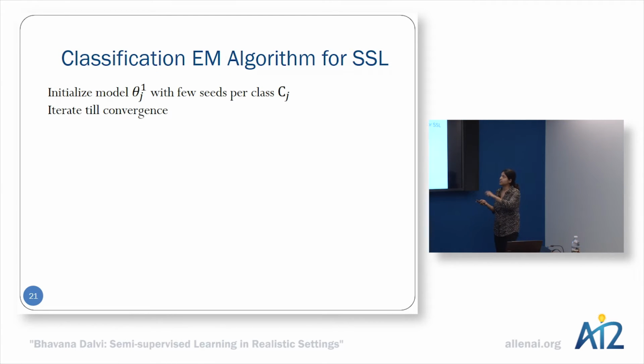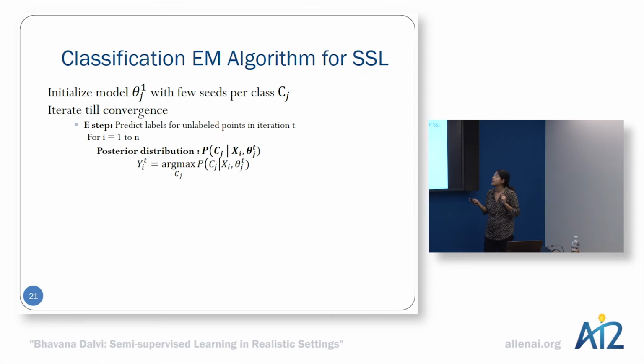Later, we iterate two steps till convergence. In each E step, we predict labels for unlabeled data points. Here we compute the posterior of class Cj given data point xi. This posterior is computed for all classes, and the label that gives the maximum posterior probability is selected.